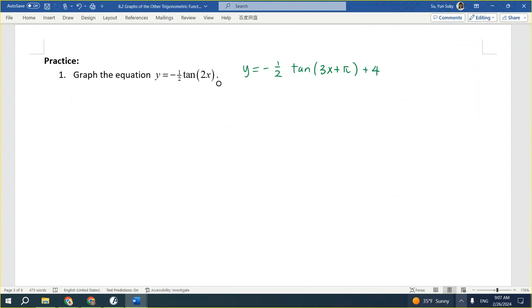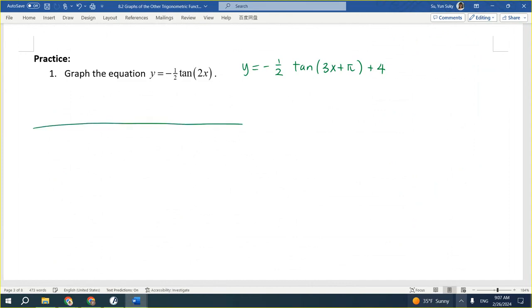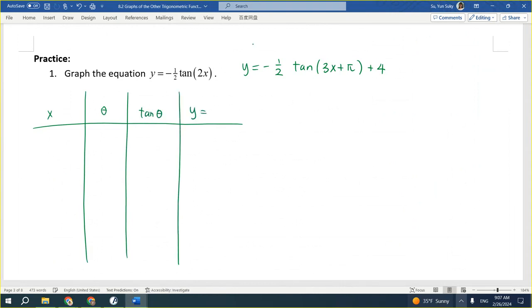By the way, when you graph this type of function, there are also 2 methods. Method 1 is to use the sequence of transformations. Method 2 is drawing the table with 4 columns: x, theta, tangent theta, and then y, which in this harder case is minus 1/2 tangent theta. Theta is the angle or argument.